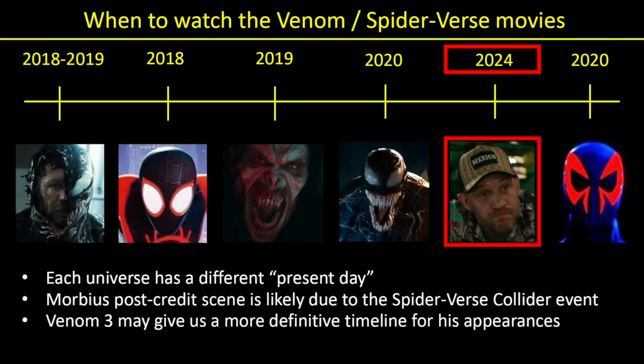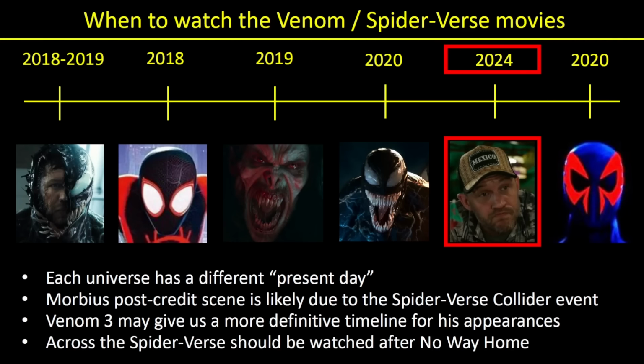Then we have Venom 3, which hasn't come out yet, I know, and we'll know at the end of the year. But I just want to point out that that may give us a more definitive timeline for his appearances, because I think in Venom 3, I really want to know what date they put that in. If they make it more present day of 2024, let's say, or 2025, this is going to make this timeline very interesting.